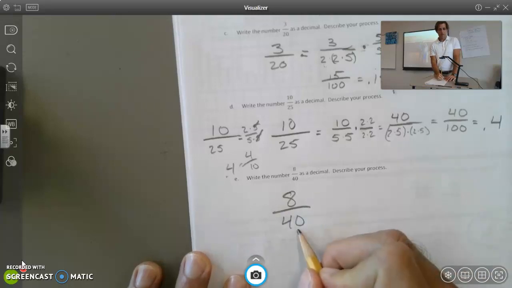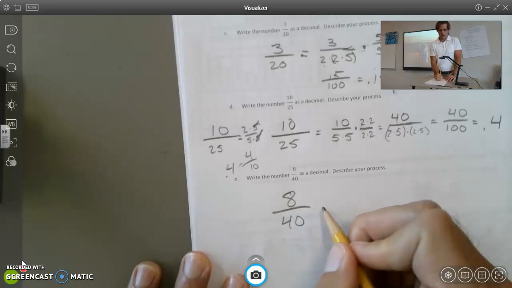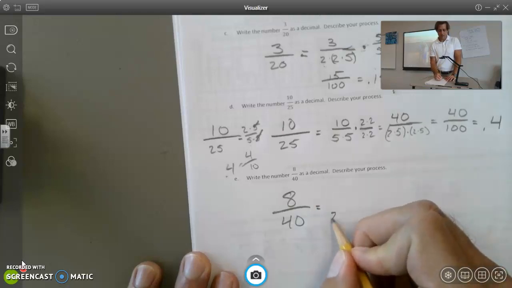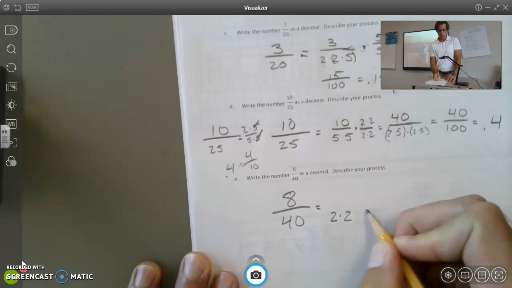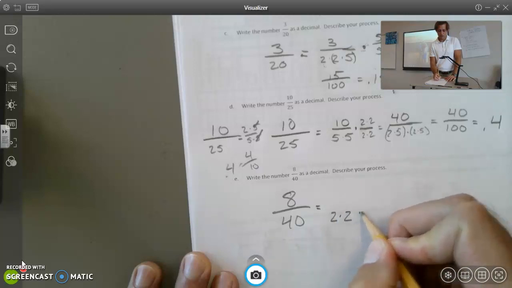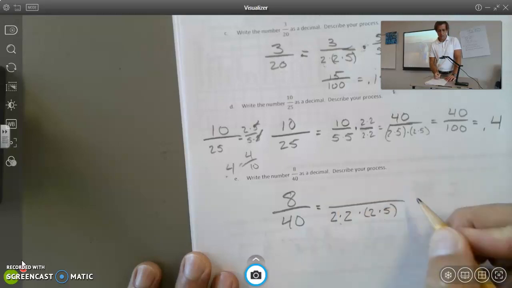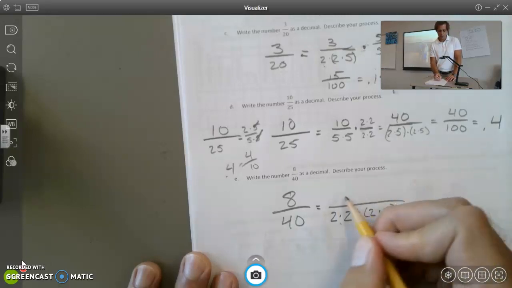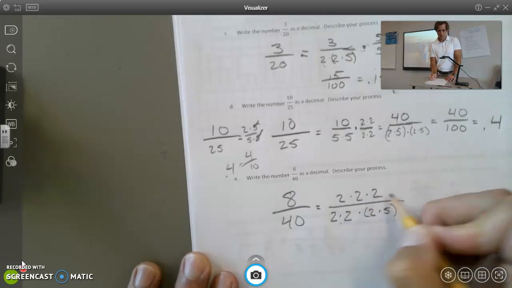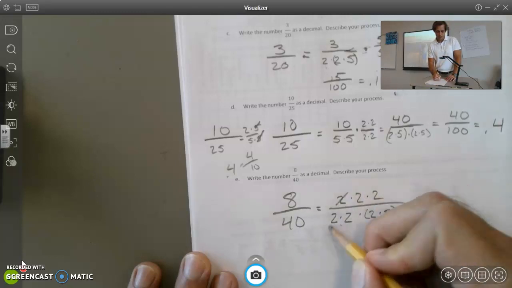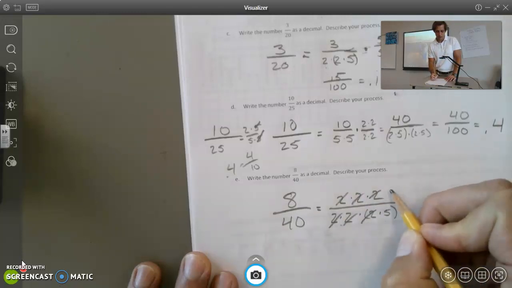Here's another example, 8 over 40. Let's factor this down into powers of 10 to see what we need to multiply by. This is 40, so it is 2 times 2, that's 4, times 2 times 5 is 10. So 4 times 10, that's 40. Agree? I do. Okay, 2 times 2 times 2 up here. So right now I see 3 factors of 2, 3 factors of 2. I would cancel those out, and I would get 1/5.